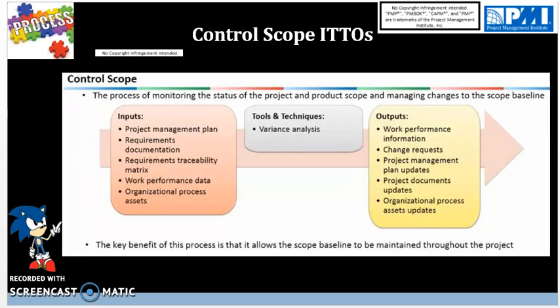So now the outputs are going to be work performance information. This is where we are taking the work performance data from the inputs and analyzing that data in context. Examples of this information that we are getting now are categories of changes received, identified scope variances and causes of those changes, impact of scope changes on schedule, cost, risk, and resources, and forecast of future scope performance. Other outputs include change requests.